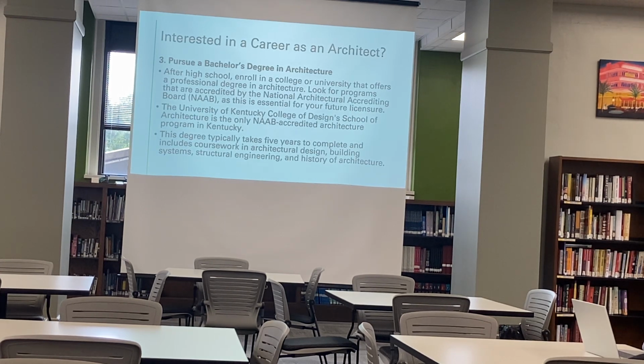So you get out of high school and you want to become an architect, so you go to college and pursue a bachelor's degree in architecture, right? You want to make sure you look for a program that's NAAB accredited, the National Architectural Accrediting Board. There is only one NAAB accredited architecture program in Kentucky, and that is at the University of Kentucky College of Design's School of Architecture. It is the only school in the state of Kentucky that has a bachelor's degree in architecture.